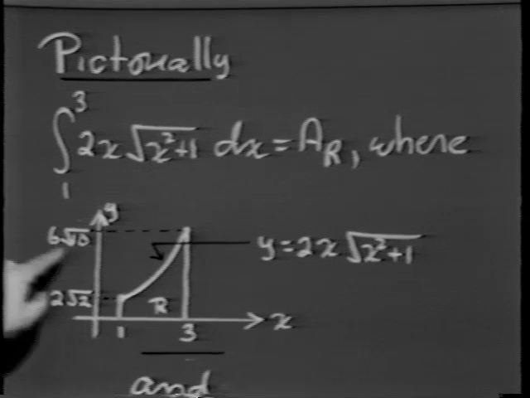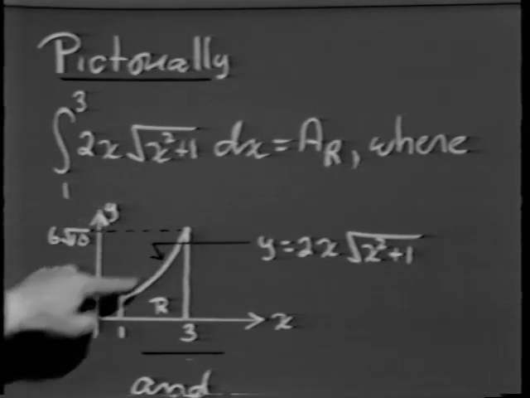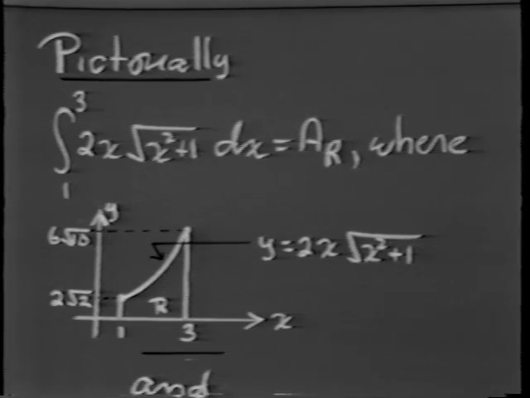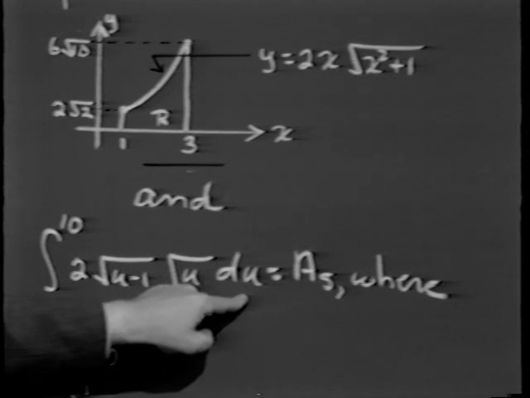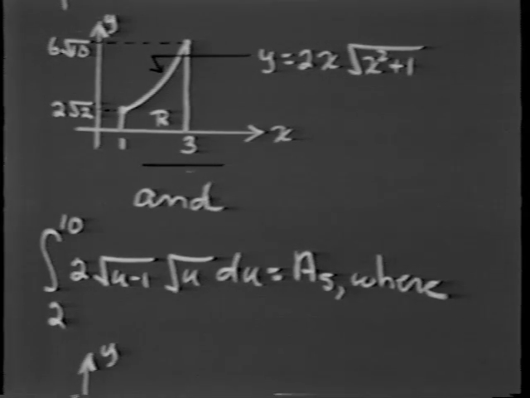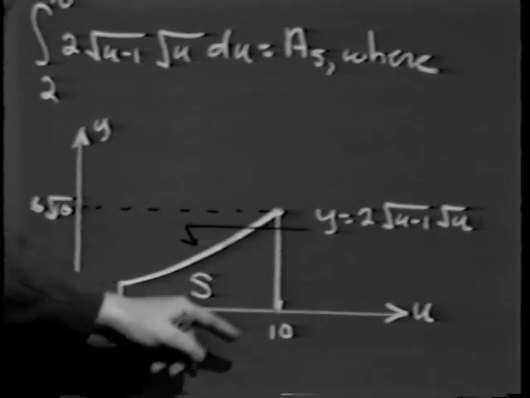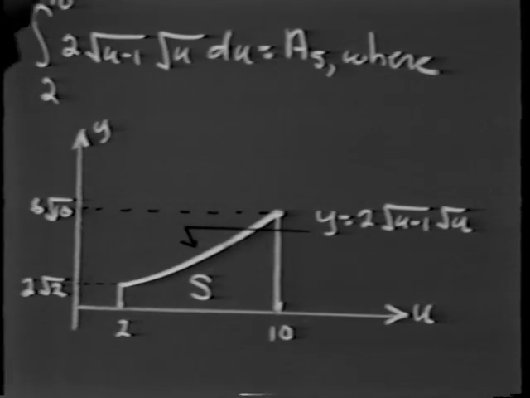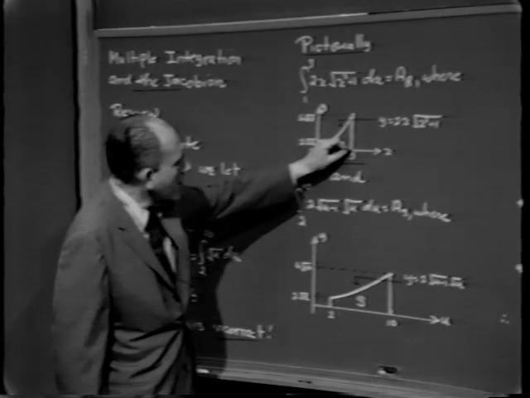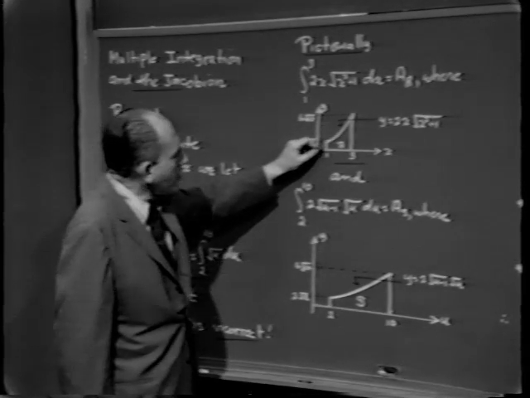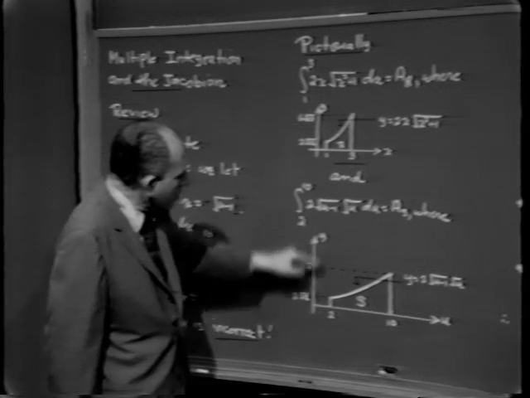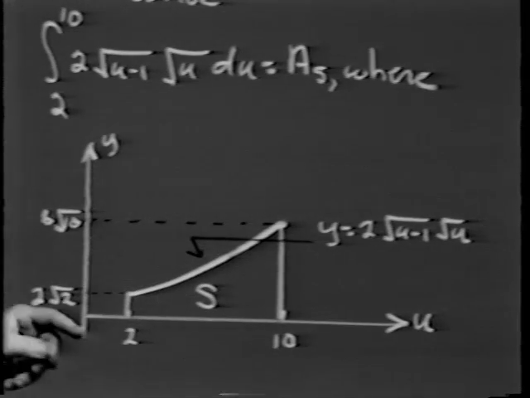When x is 3, y is 6 square roots of 10, to give you sort of an orientation of this particular curve. On the other hand, that other integral that was incorrect, the integral from 2 to 10, is the area of the region S, where S is the region obtained by taking that interval from 1 to 3 along the x-axis and mapping it by u equals x squared plus 1. In other words, it goes from 2 to 10.